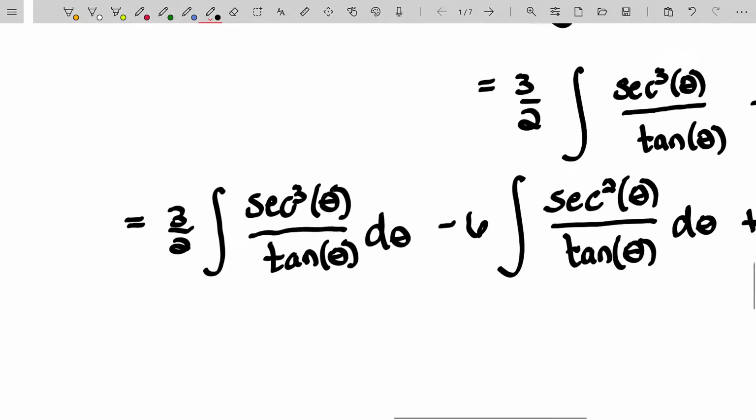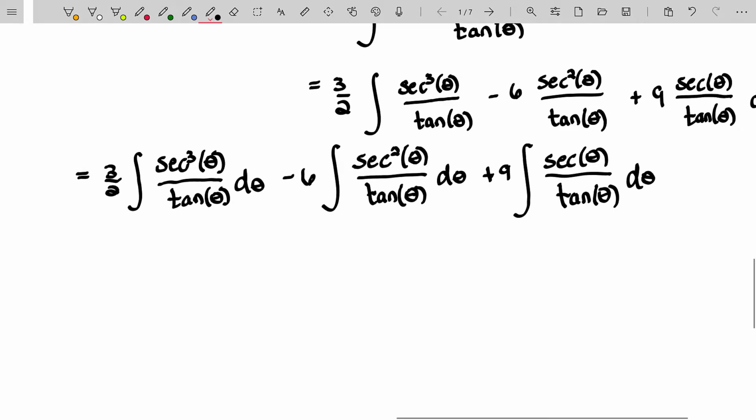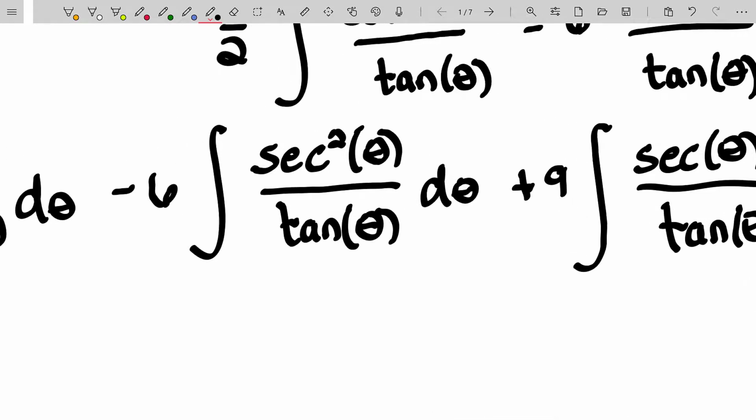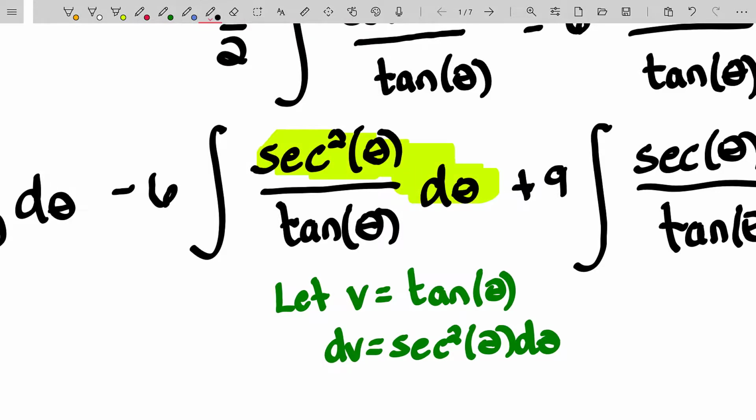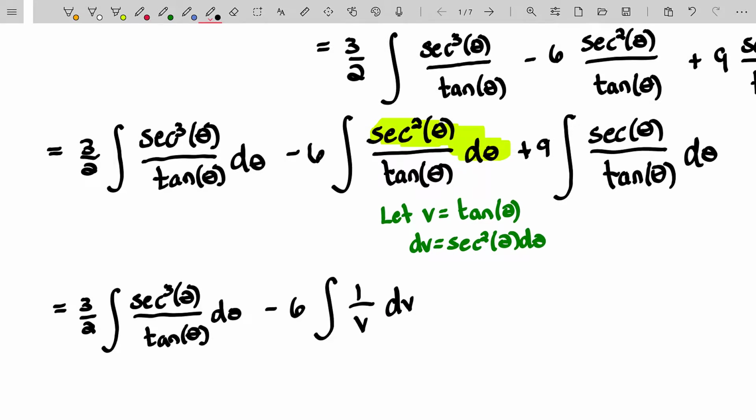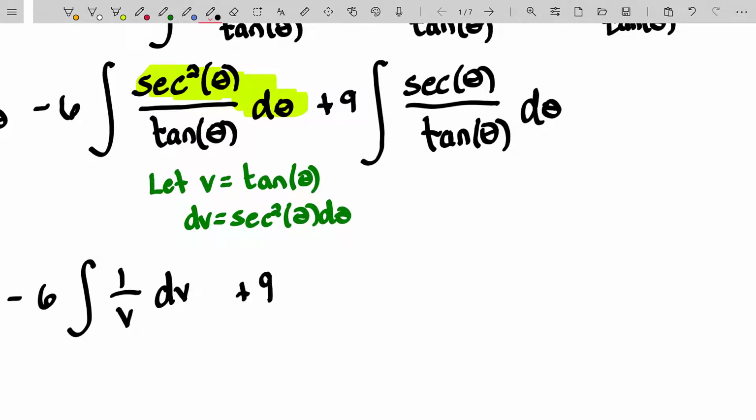Now, the first fraction here, I'm going to leave until later on. The second fraction, however, is going to be fairly simple. If you let v, because we already used the letter u, if we let v equal the tangent of theta, dv will steal away a secant squared of theta d theta, which we have right here. So that one's going to be very nice. On the other hand, the last integral, I'm going to write in terms of sines and cosines. Secant is 1 over cos, and tangent is sine over cos.